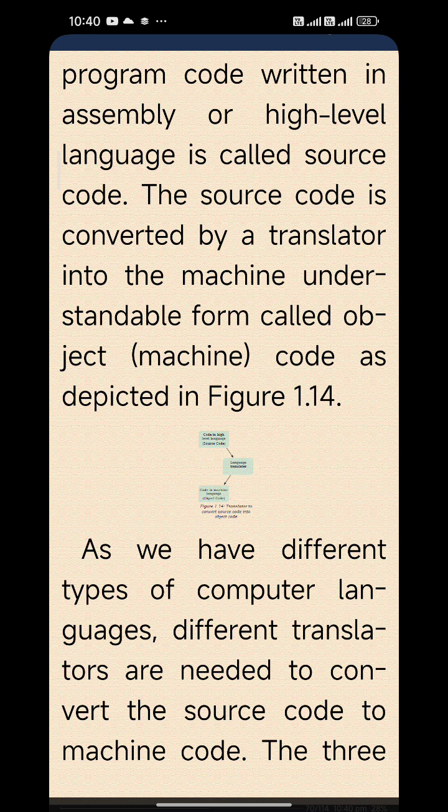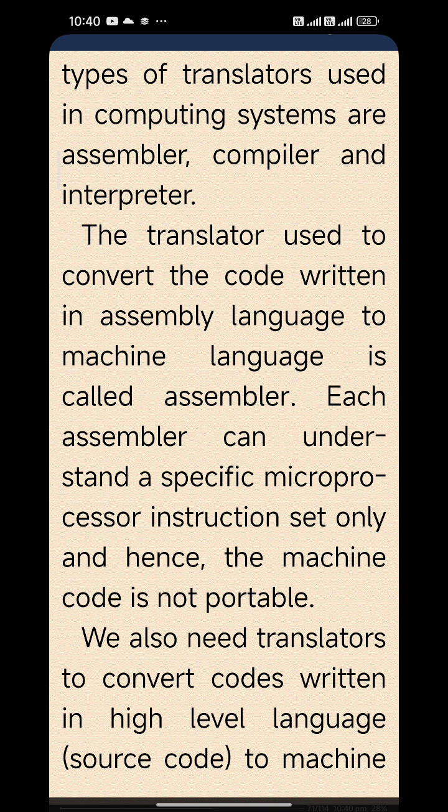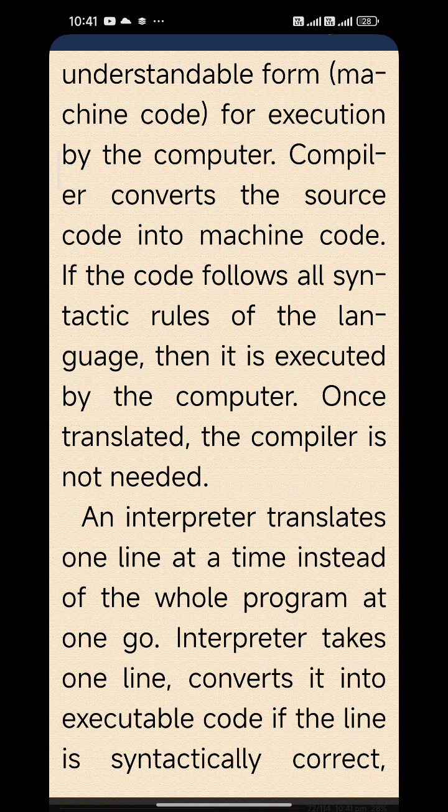As we have different types of computer languages, different translators are needed to convert the source code to machine code. The three types of translator used in computing systems are assembler, compiler, and interpreter. The translator used to convert the code written in assembly language to machine language is called assembler. Each assembler can understand a specific microprocessor instruction set only, and hence the machine code is not portable. We also need translators to convert codes written in high level language source code to machine understandable form, machine code, for execution by the computer.